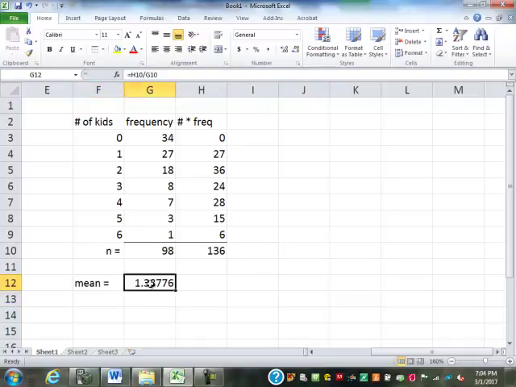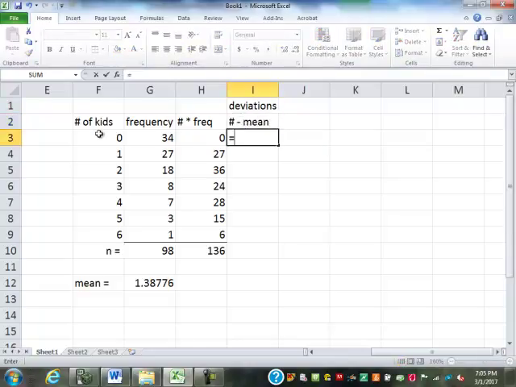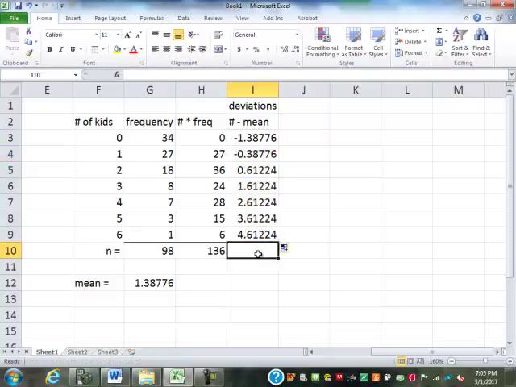So there's my mean. If I am looking to find my standard deviation now, I have to find the deviations, which is going to be the number minus the mean. So I'm going to take this number minus my mean. I'll do that all the way down. Those are my deviations. And I'm going to square it.